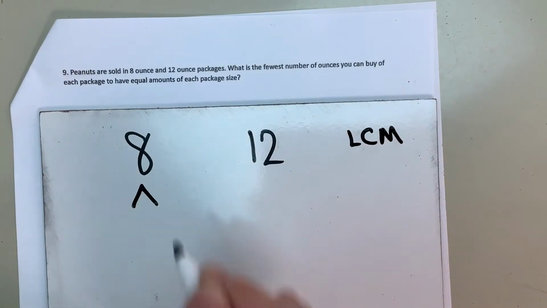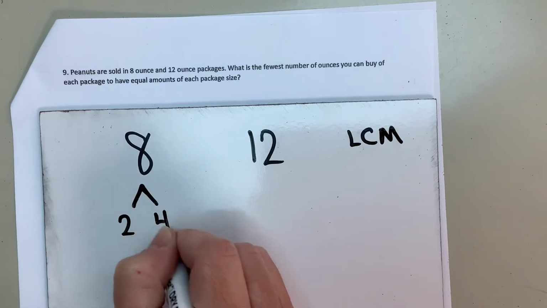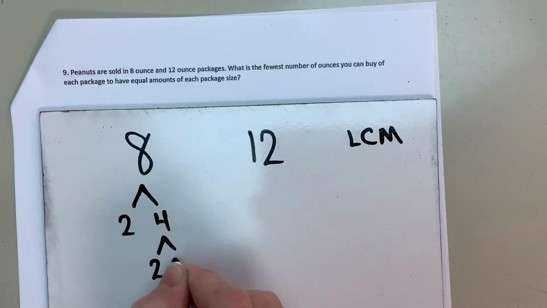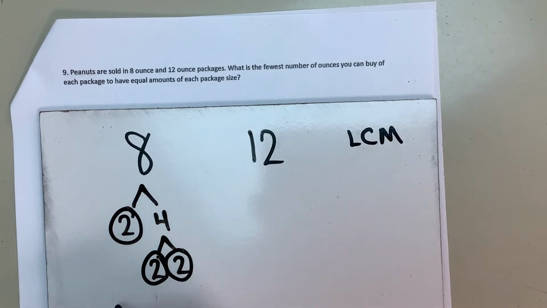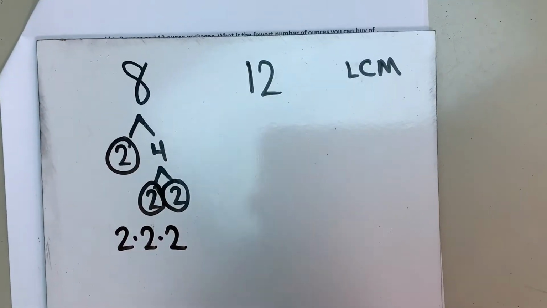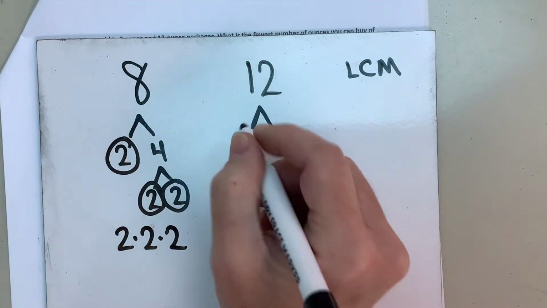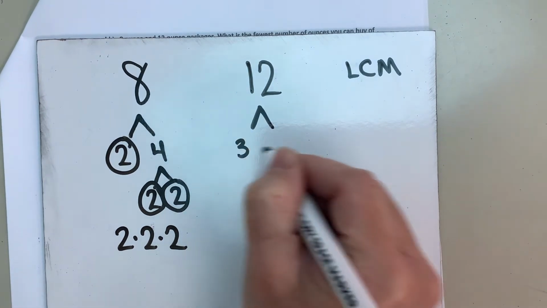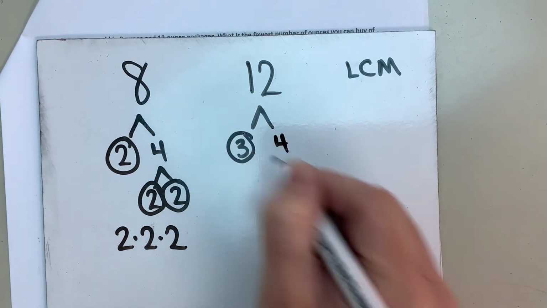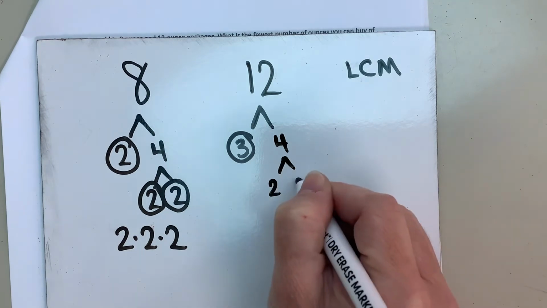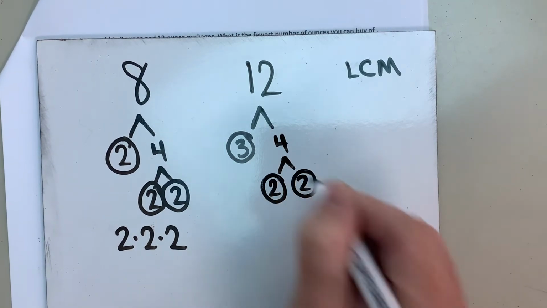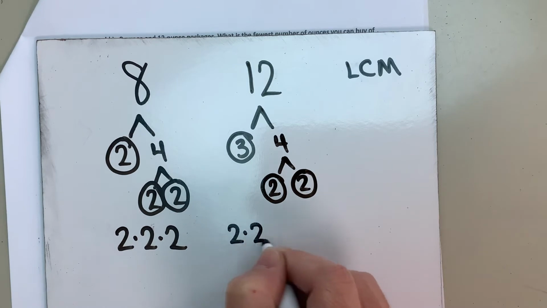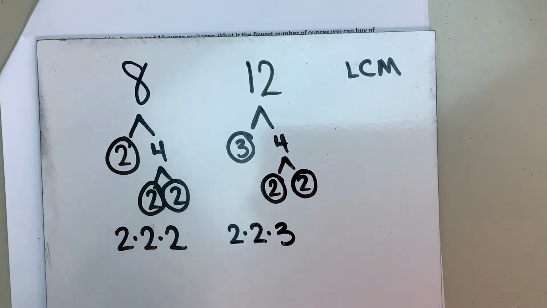So first we're going to start with our trees. 2 times 4 is 8, and then 2 times 2. So this is our tree. Our prime factorization of 8 would be this. We just summarize. 12, we could say 2 times 6, or I'm going to use 3 times 4. And that gives me these leaves. So 2 times 2 times 3, because I found all the prime factors of that number.